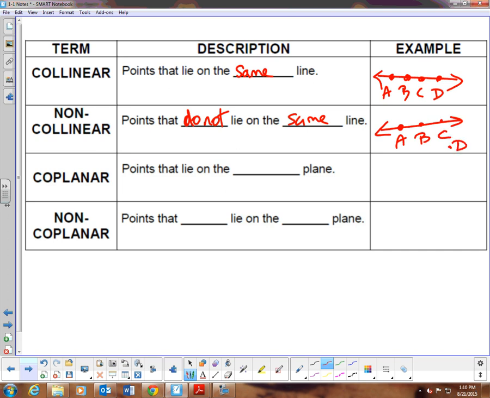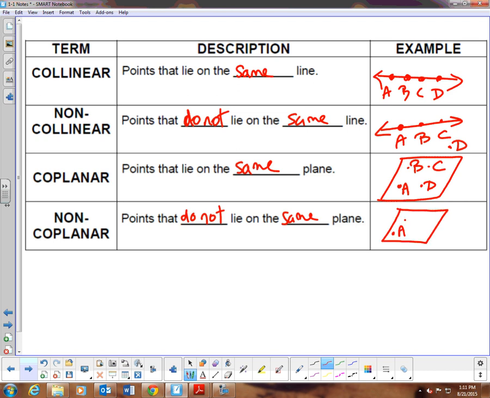D is non-collinear. A, B, and C are collinear, but D is non-collinear. All right, coplanar: points that lie on the same plane. So if I look at a plane here, points A, B, C, D, those are coplanar points. Non-coplanar are points that do not lie on the same plane. So if I look at a plane here, points A, B, C, and I put point D over here, those are non-coplanar.